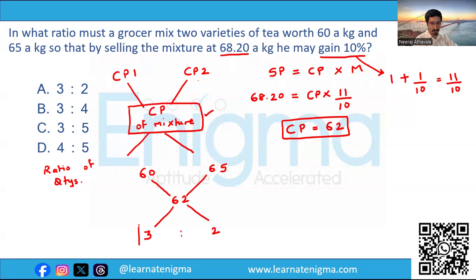So this is our answer. The two types need to be mixed in the ratio 3:2. So the answer will be option A.